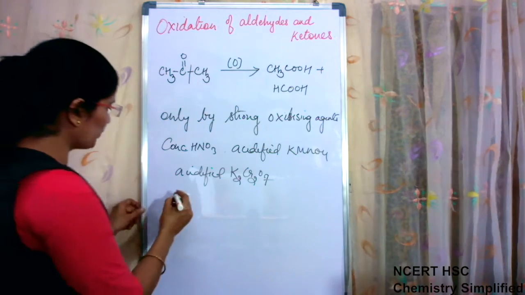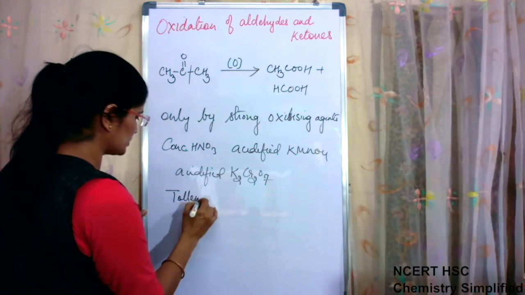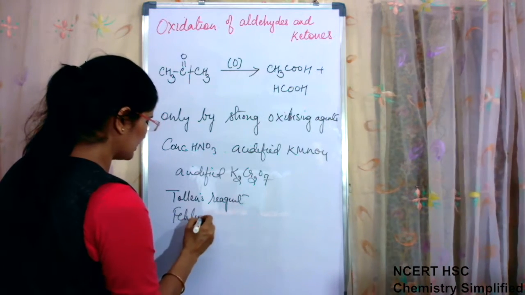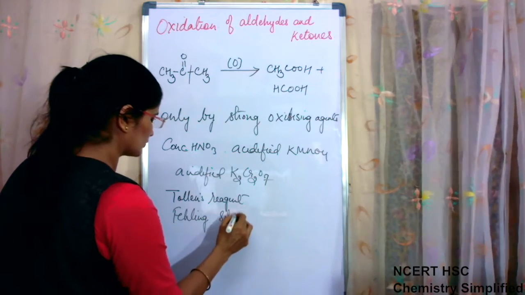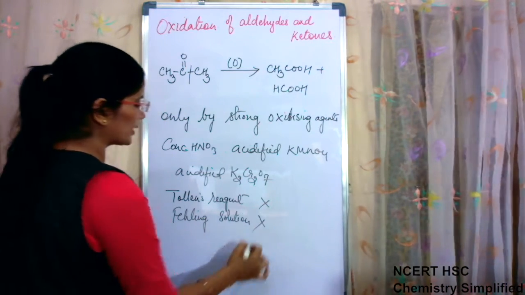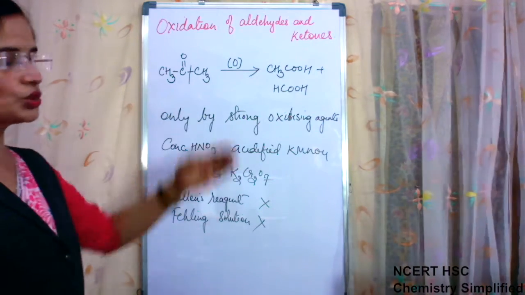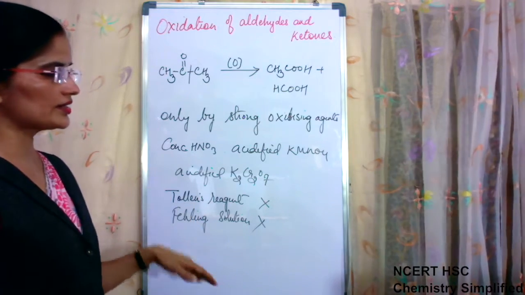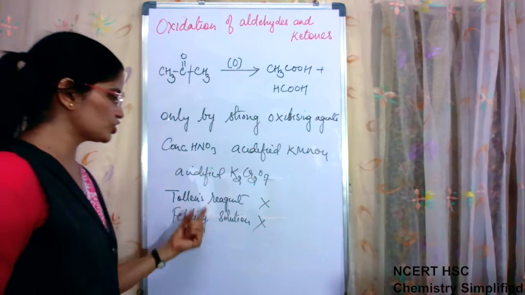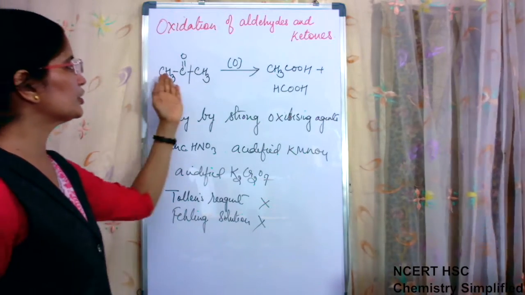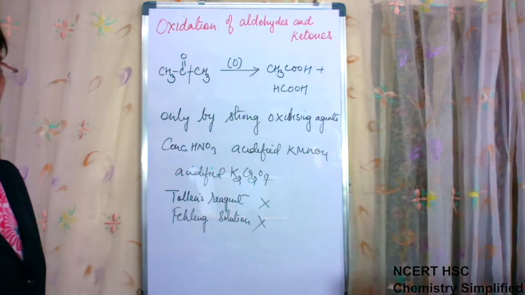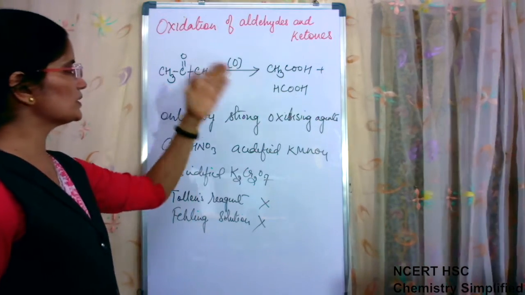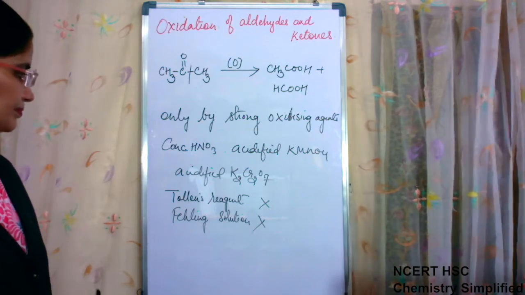Okay. Now what about Tollens reagent and Fehling solution? These two cannot oxidize ketones. That means these two can be used as tests to distinguish between aldehyde and ketone, because these two will oxidize aldehydes but will not oxidize ketones to acids. Okay, so these two are used as tests to distinguish aldehydes and ketones.